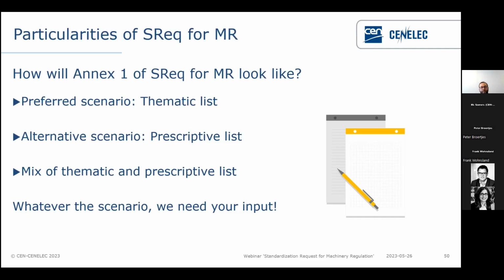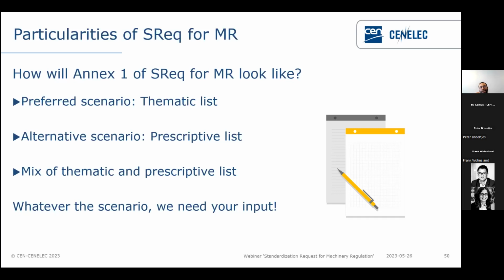And how have we prepared it? On the specific case of machinery, we want to check which were the TCs that in the past have developed standards under the Machinery Directive, and some new ones that might have interest in developing standards for the machinery regulation. So basically, we took this TCs list.